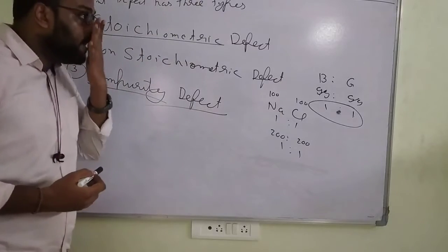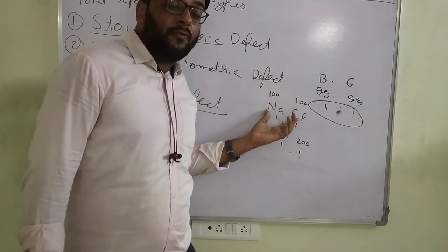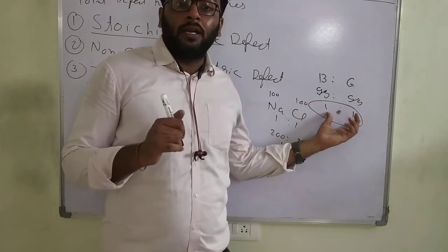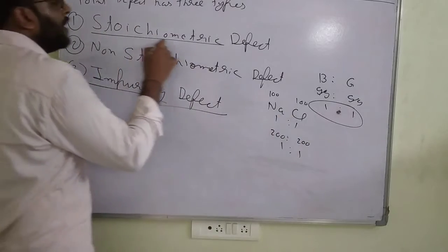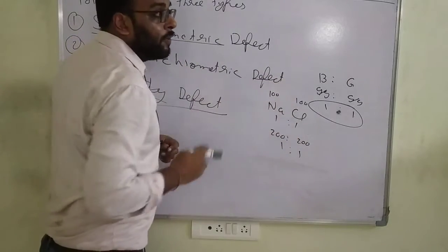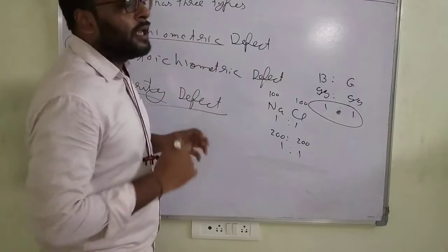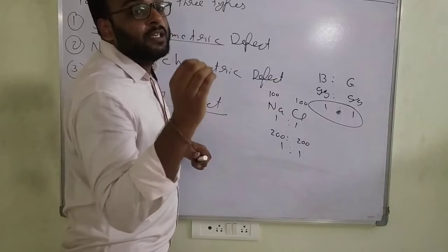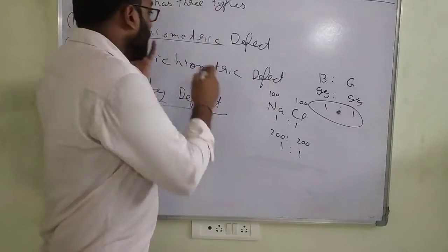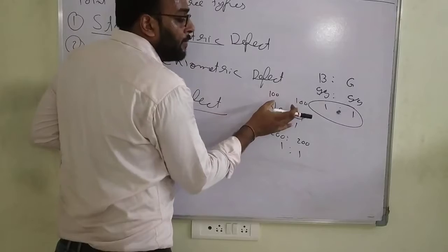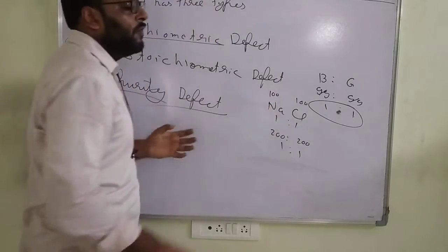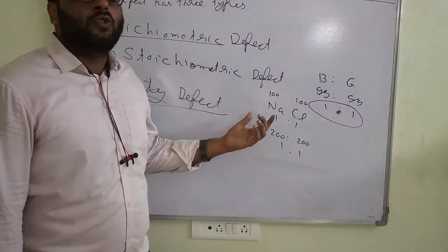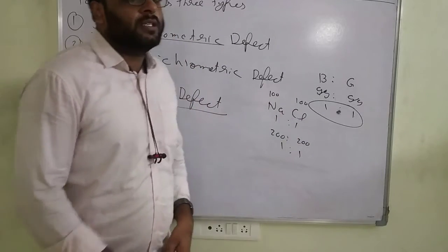What is stoichiometry over here? The ratio given in the formula is always available in reality. So in this type of stoichiometric defect, the ratio given in the formula is always available in reality. It does not affect the stoichiometry. It represents a stoichiometric defect. Whatever ratio is available in the formula is available in reality, so it represents a stoichiometric defect. Okay? Just note down this point.